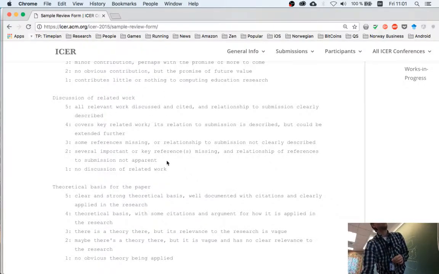So related work is important, right? So the best one is all relevant work is discussed and cited, and the relationship to submission clearly described, right? So your work with the existing work is well cited, well described, and your work kind of fits into the body of knowledge, right? The weakest one, no discussion, right? A lot of bachelor theses kind of fit here. Several important or key references are missing, and the relationship of references to submission is not apparent, right?